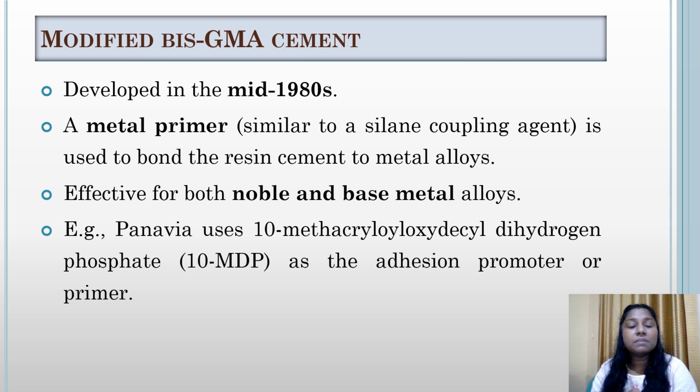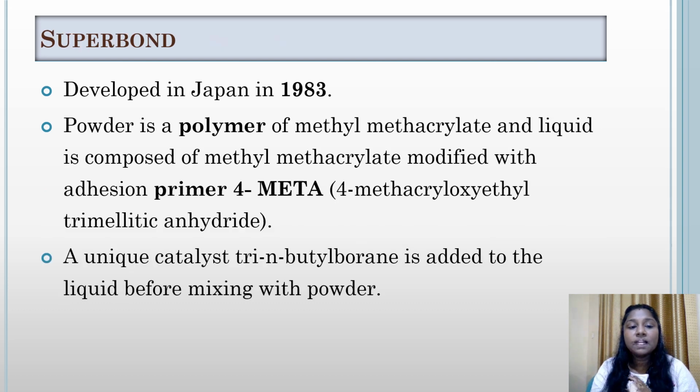First is a modified BIS-GMA. This contains a metal primer which bonds to your resin cement and the metal alloys. It can be used with both noble and base metal alloys. An example of this type of modified BIS-GMA cement is Panavia. Panavia cement consists of 10-MDP as the primer. The next example is Superbond, which was developed in Japan, and the primer present here is 4-META.